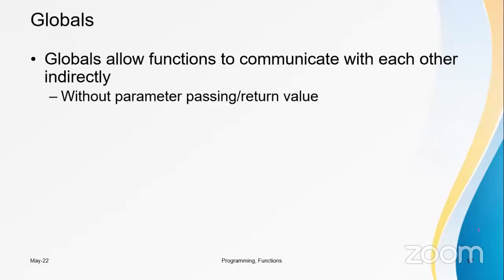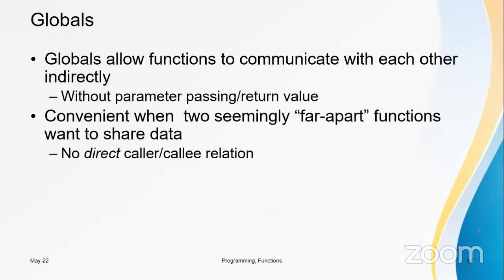I have to start discussing global. Default is one criteria that I can use to make a function a little more decorative. So I'm adding some more flavors to the function. To add still more flavor, I can use a word called global. What is global, sir? Global allows functions to communicate with each other indirectly, without parameter passing, without return values. It is convenient when two seemingly far apart functions want to share data.